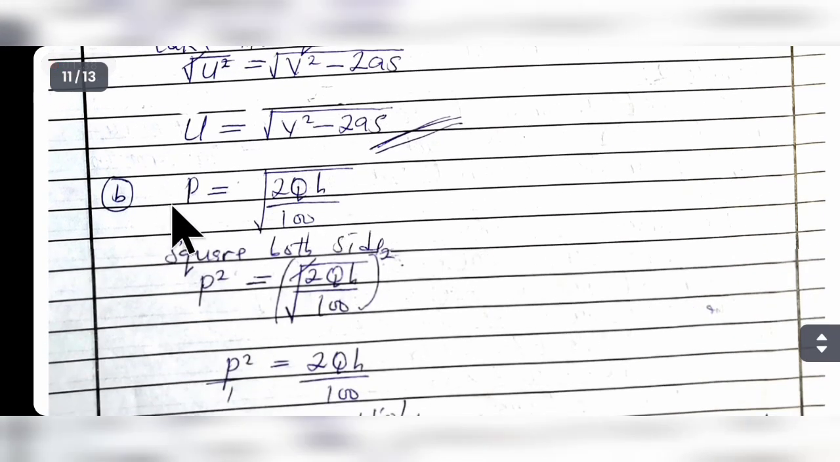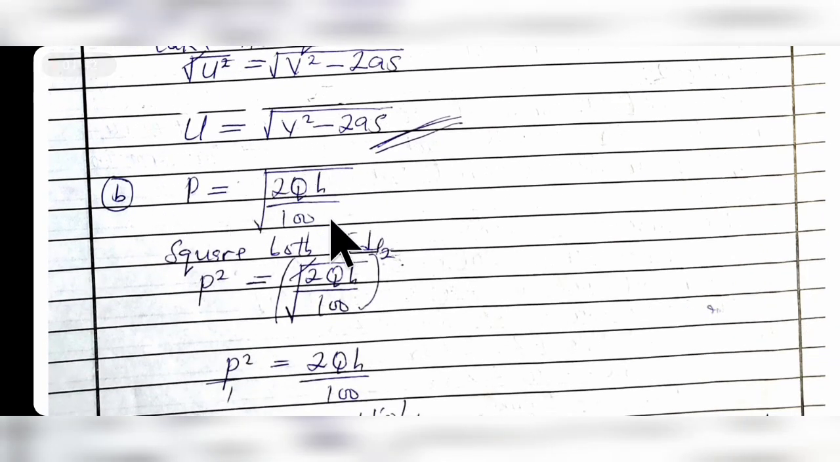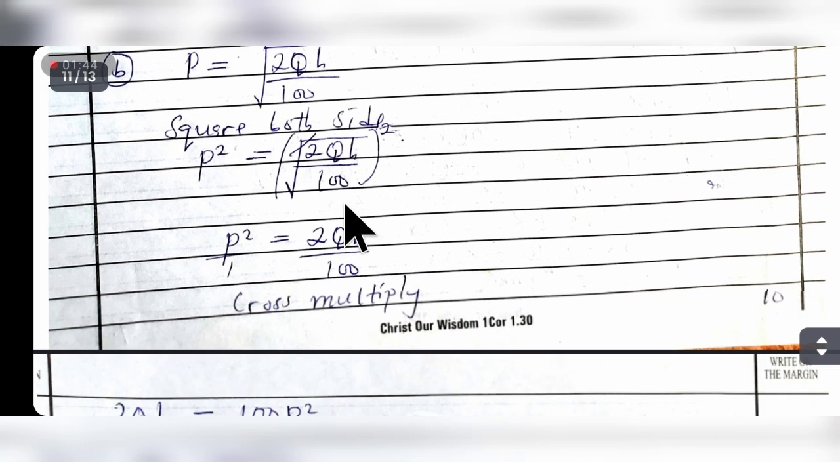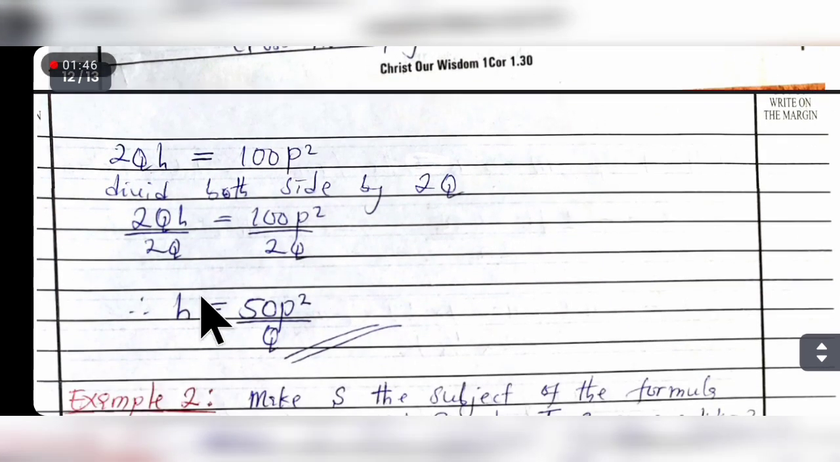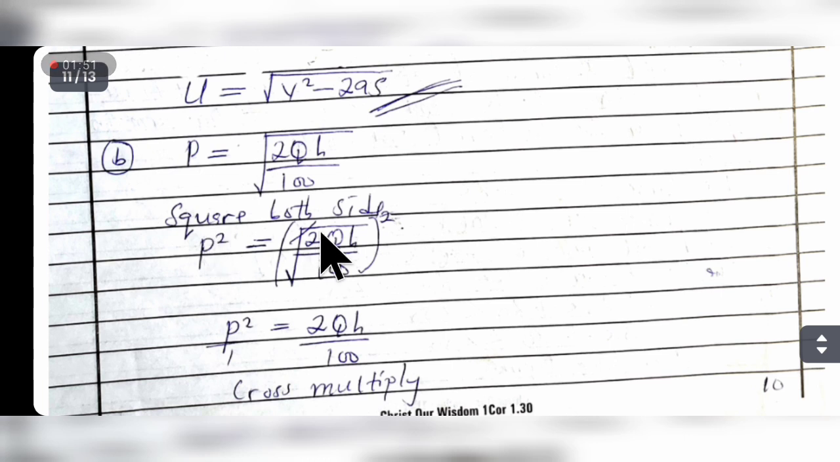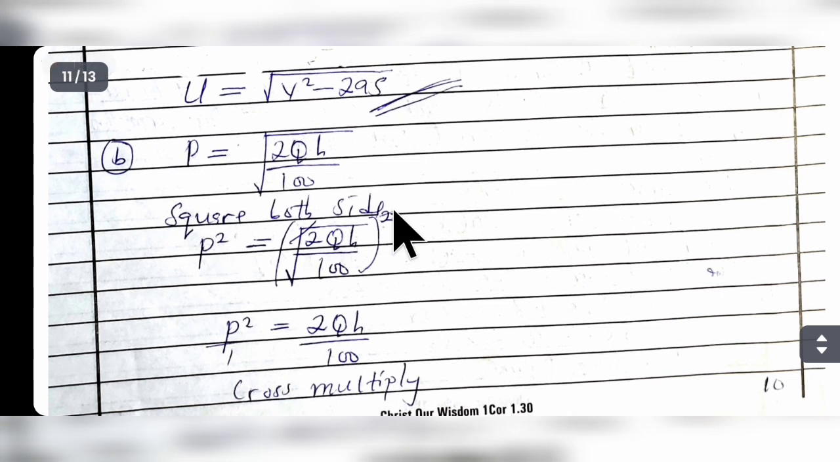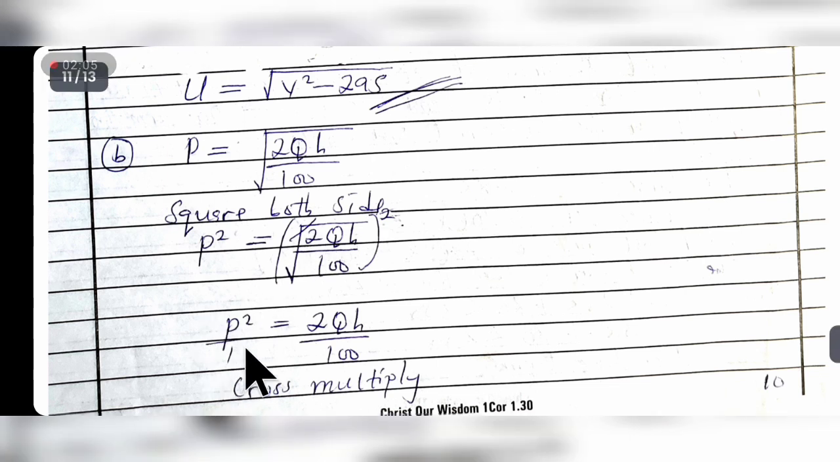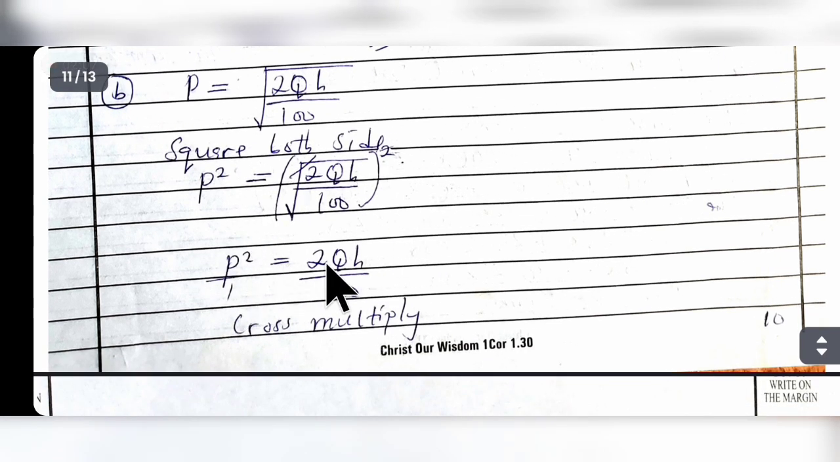So part 2: p equals the square root of this, and we want to make h the subject of formula. So what do we do? Square both sides. When you square both sides, p will carry a square, and all of this will carry a square. So the square will cancel the square root, and the square root will be gone. p² will now be equal to 2qh over 100.